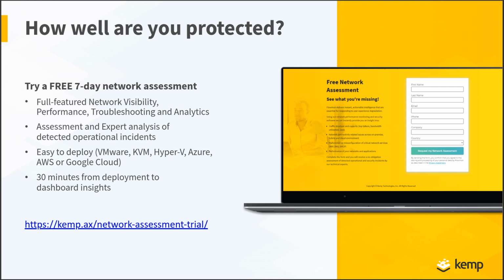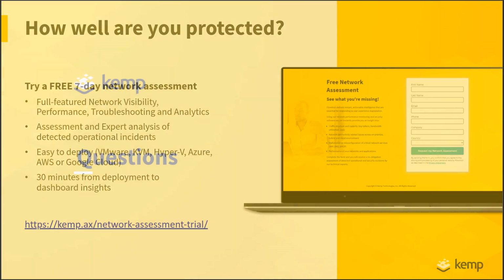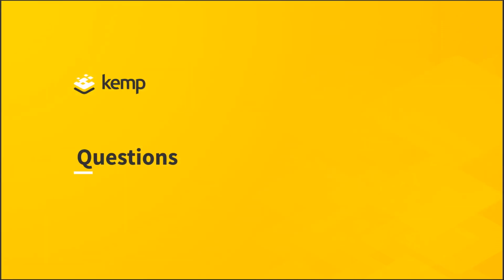So why don't we go ahead, Michael, and thank you very much for that really great overview of what the Kemp Flowmon ADS anomaly detection system solution can do to help us with ransomware and these attacks and threats on our network. And let's start looking at a few questions here. We have a lot of cool questions.